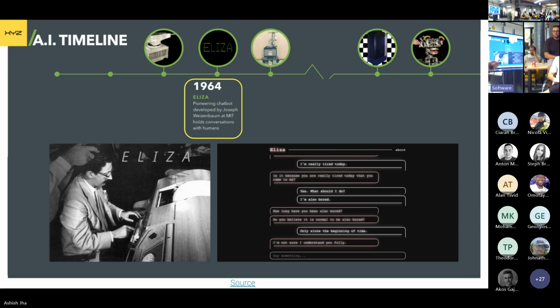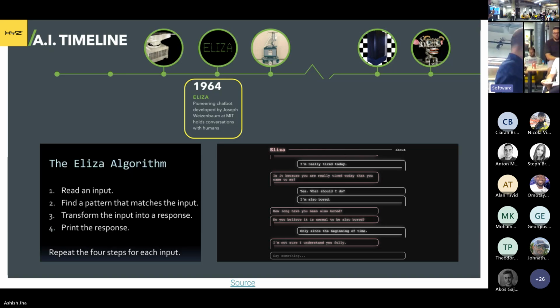If you see what it is doing, basically it is just using the words and reframing a response. So it could have just said, I am hungry. It would have said, is it because you are hungry that you came to me? So it's trying to just find patterns and being clever about it. It's not really sophisticated, it's just some rules trying to match some patterns, and we'll give a name to it in a bit. That's the algorithm. Read an input, find a pattern that matches this input, transform that input into a response cleverly, and make it feel like you are a psychotherapist.